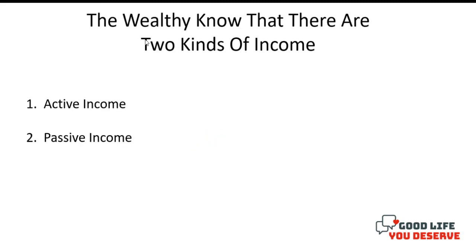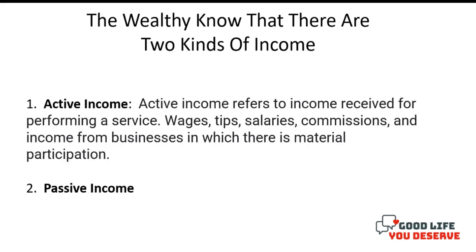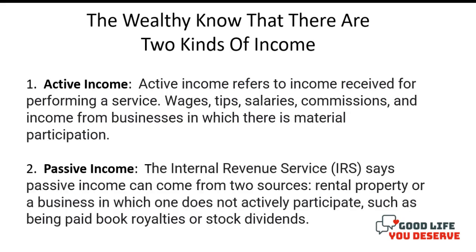So the wealthy know that there are two kinds of income: active income and passive income. Active income refers to income received for performing a service, whether it be wages, tips, salaries, commissions, and income from businesses in which there is material participation. Now, passive income, as defined by the IRS, is income that can come from two sources: rental property or a business in which one does not actively participate, such as paid book royalties or stock dividends.